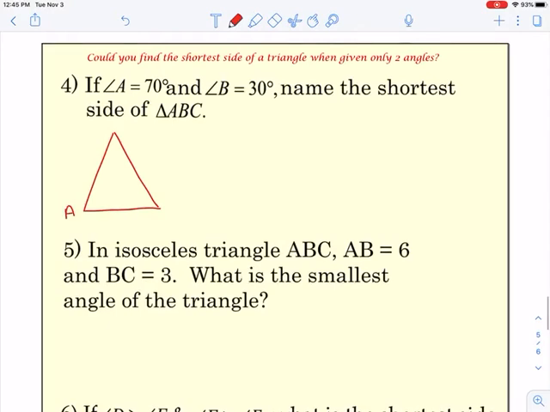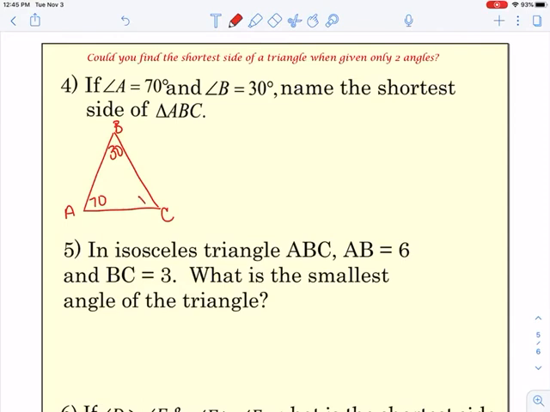It does not need to be accurate. It just needs to be able to help you to answer the question. So I was told that A was 70 and B was 30. Well, the first thing I'm going to do is find the measure of angle C, just so I know how many degrees are in each angle of that triangle, and I can then accurately find the shortest side of the triangle.